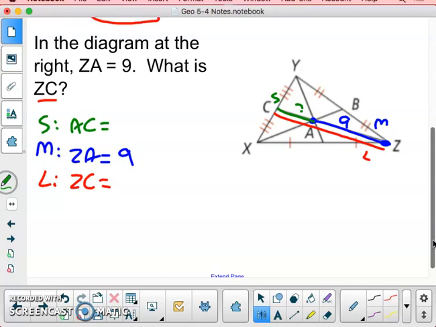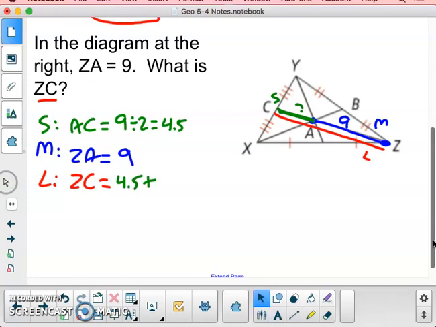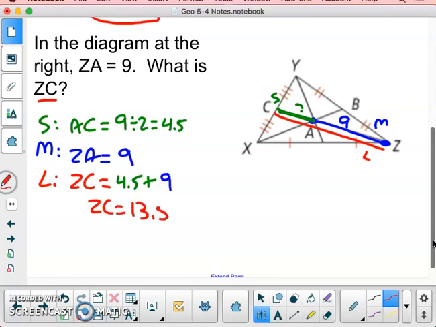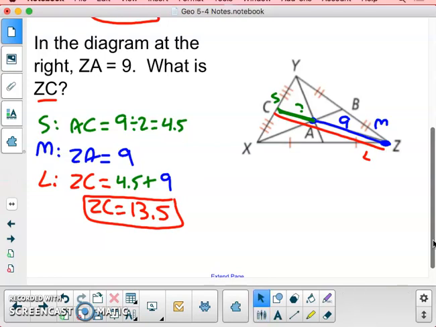If I can figure out what AC is, then I can add those together. All right? Well, with this one, AC is this piece right here. This is the short piece. I know the short piece is 9 divided by 2. It's half as long as the medium piece. So that's 4.5, which means I can do 4.5 plus 9, which was given to me as the medium piece. And we're going to say that ZC has a total of 13.5. Remember, this is a 2/3 and 1/3 situation, so decimals will be common. That'll happen pretty frequently. All right?